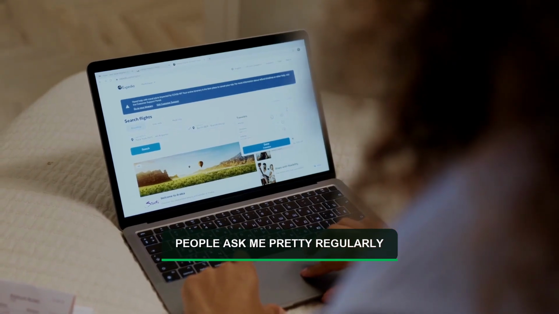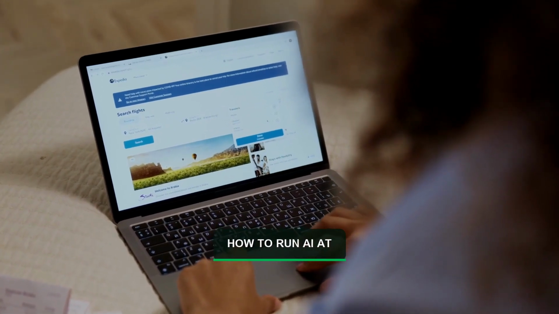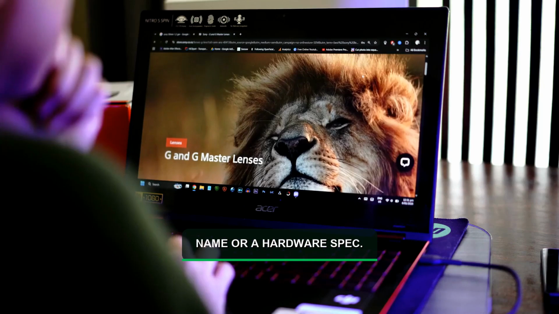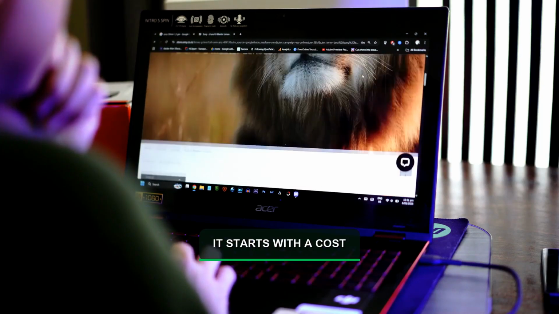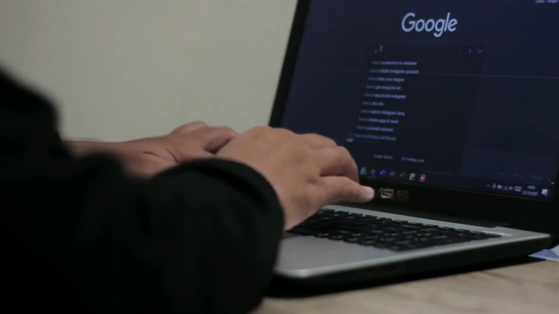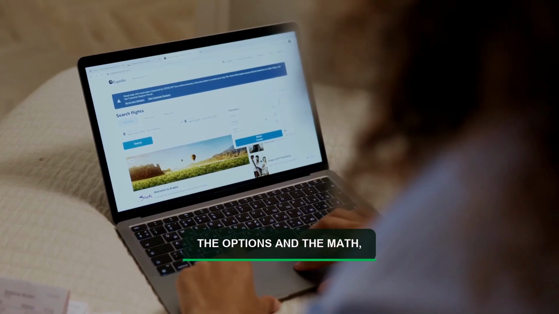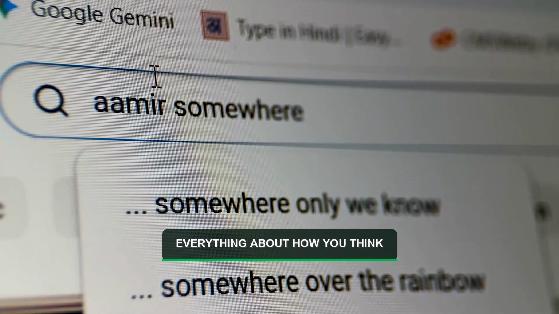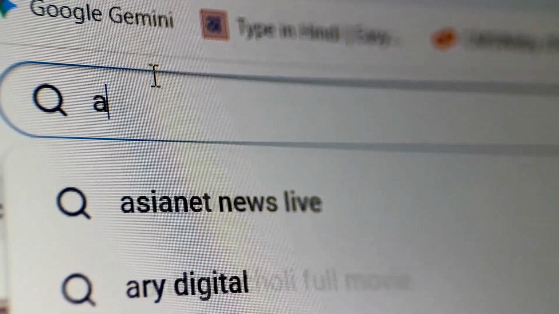People ask me pretty regularly how to run AI at home cheaply, and the honest answer is not a model name or a hardware spec. It starts with a cost that almost nobody in those guides actually mentions. So before I show you the options and the math, I want to name that hidden cost because it changes everything about how you think through this decision.